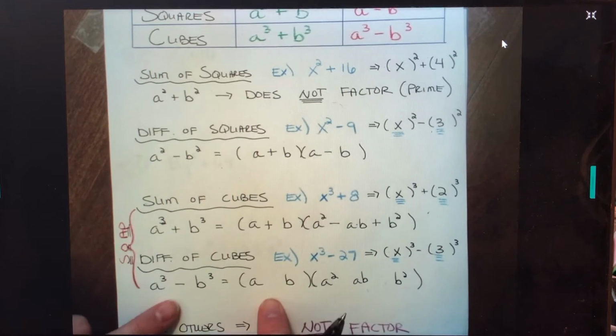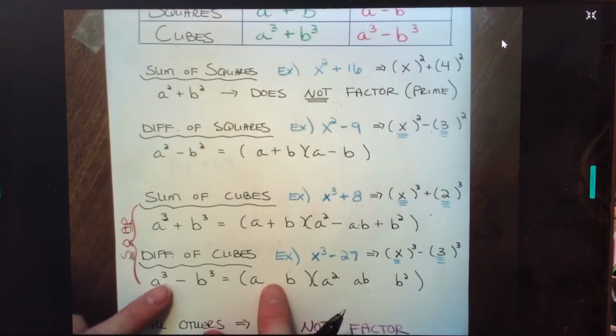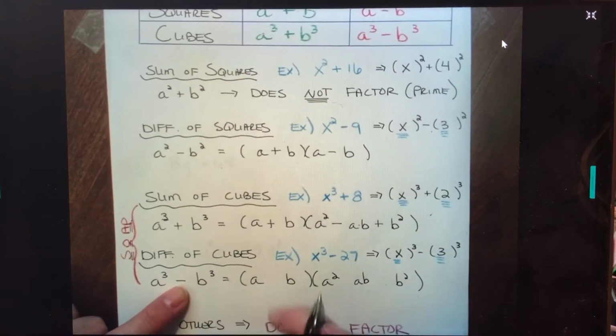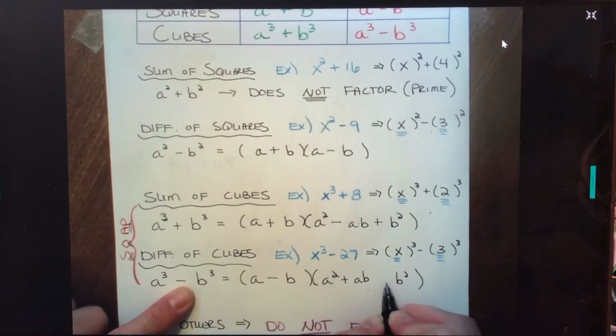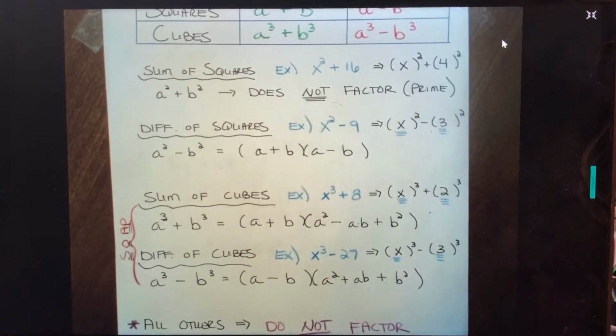If I follow that same acronym down here for difference of cubes, that initial sign is negative. So my first sign will be the same as that one, which is negative. The next sign will be the opposite of that, which would be positive. And the last sign is always positive. So again, it's just a neat little trick to help you memorize what these formulas need to look like.